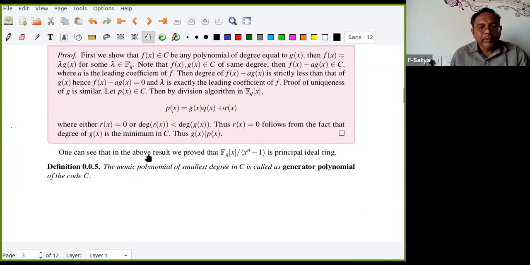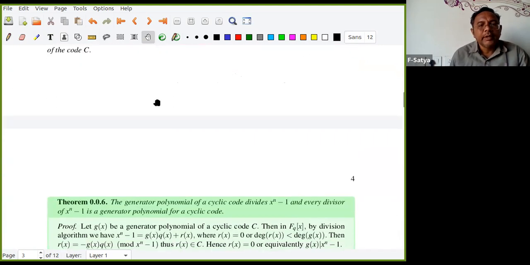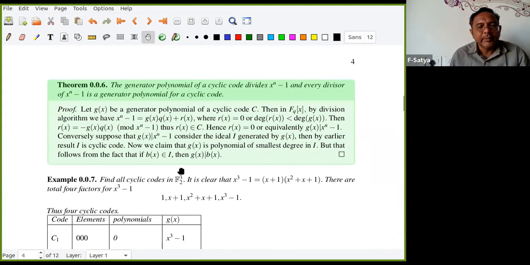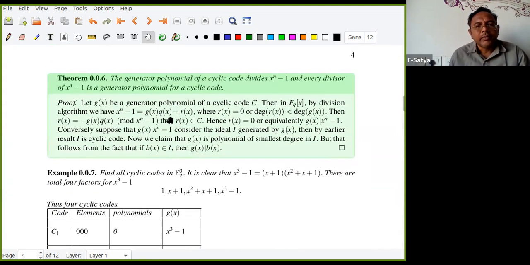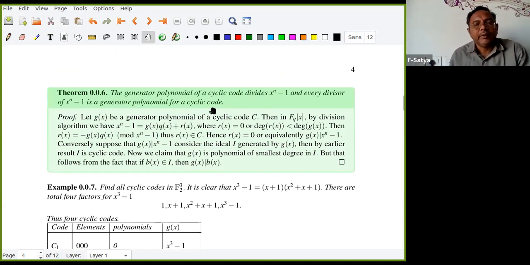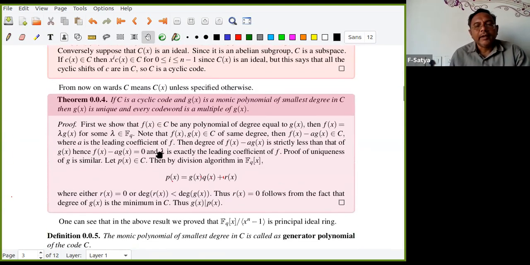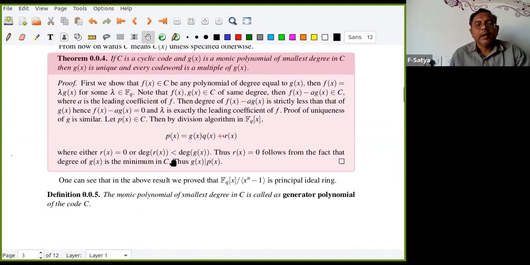I will come to these things in a while. Actually, at the very beginning, some results are there, then it becomes very easy. One more small theorem is there, and afterwards it becomes very, very easy. The generator polynomial of a cyclic code divides x^n - 1. This is an extra property of cyclic codes. We showed that the cyclic code is an ideal, it is principal, and it is generated by one such polynomial g(x), right?